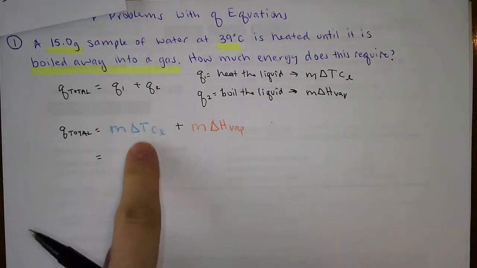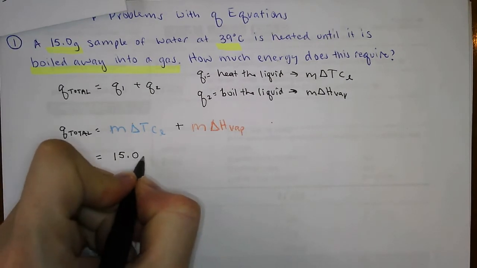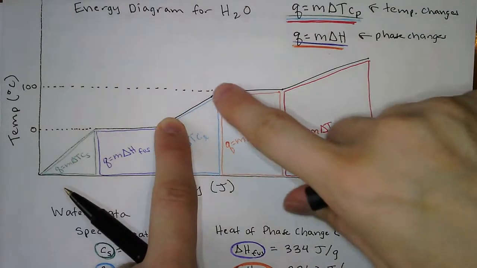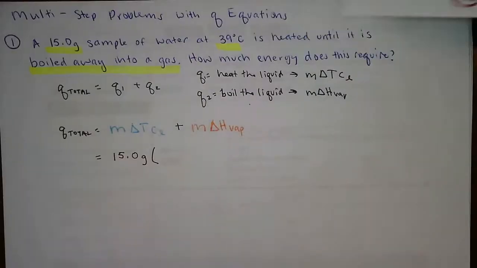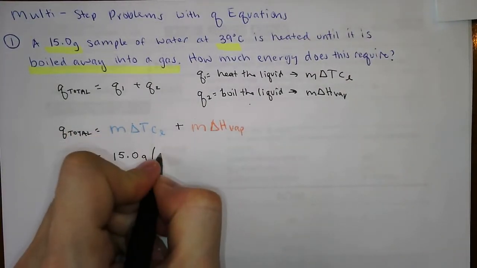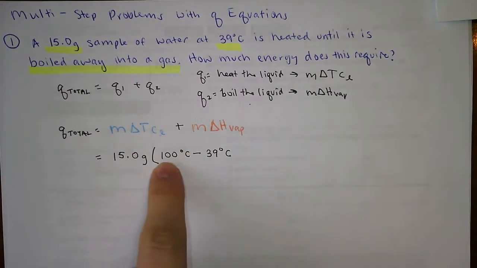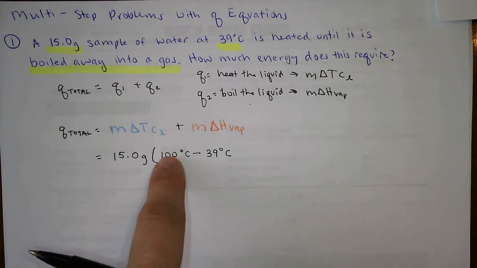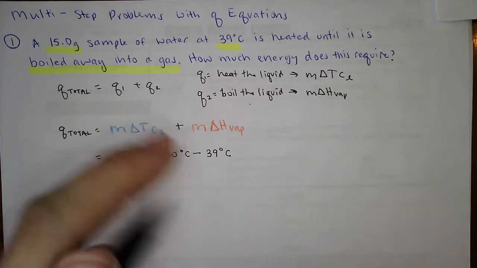Okay, so let's start with this piece right here. My mass is 15 grams. Delta T, I'm not given a final temperature. I'm given an initial temperature, and then I'm told that it's going to boil. So that means I have to hit 100 degrees Celsius. Remember, delta T is T_F minus T_I, so that's going to be 100 degrees Celsius minus 39 degrees Celsius. Now, side note, this number right here does not have significant figures because that's not given in the problem, which means it wasn't measured, which means it's more of a fact than a measurement. This one, however, does have significant figures.